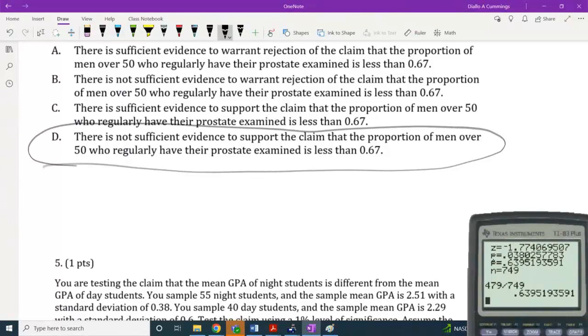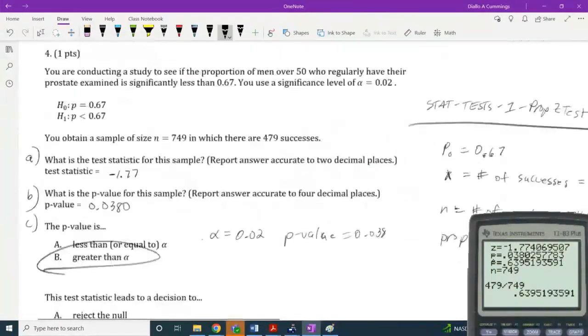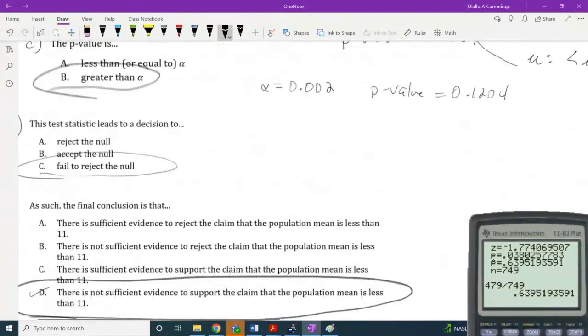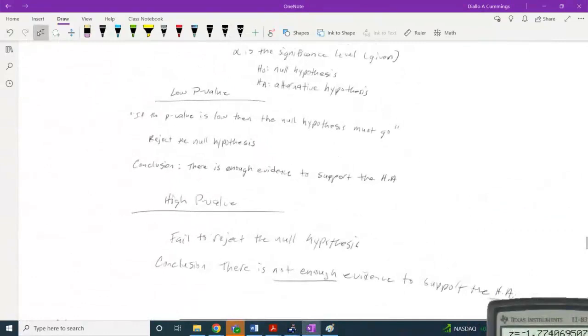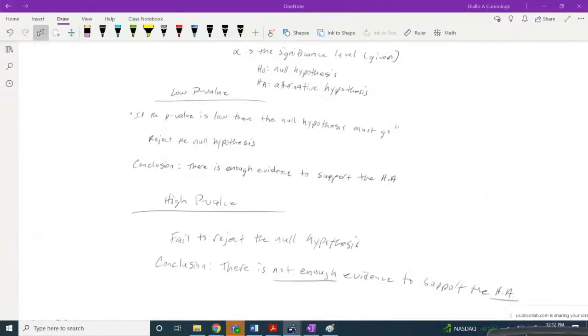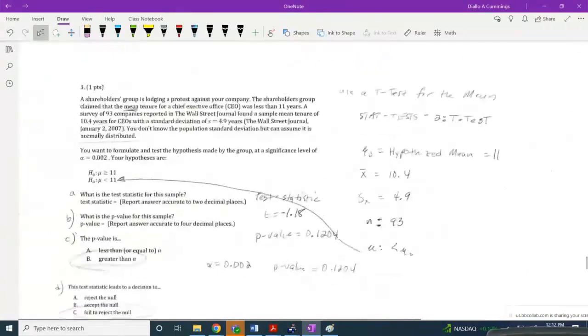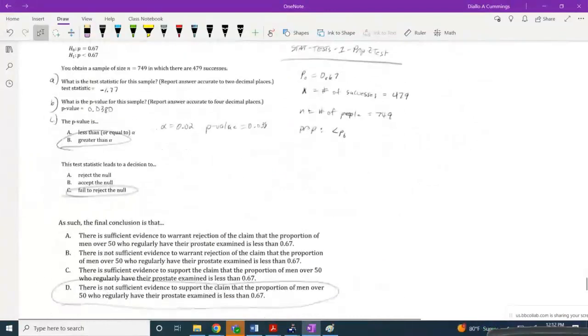Okay. So there are no tricks or anything on this test. What I mean by that is, if we go back to our conclusions, they're simply taking the start: it is there is not enough evidence to support the alternative hypothesis, and they're just writing out your alternative hypothesis. All right, so that was number 4. Any questions about number 4?